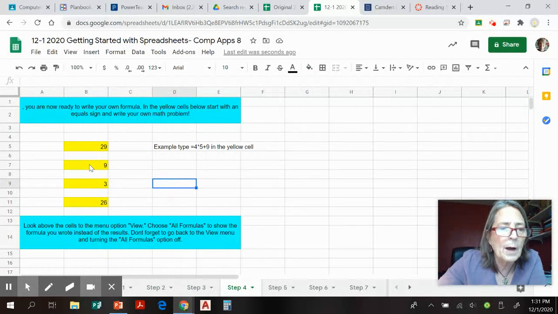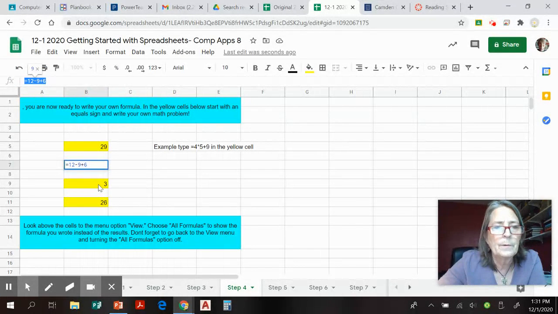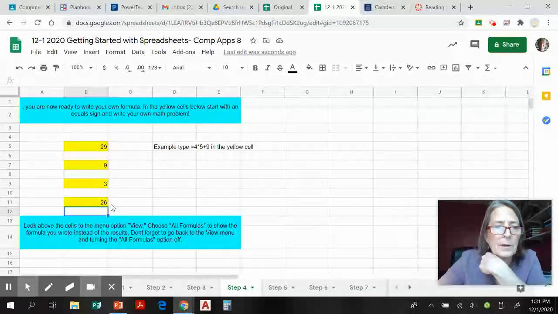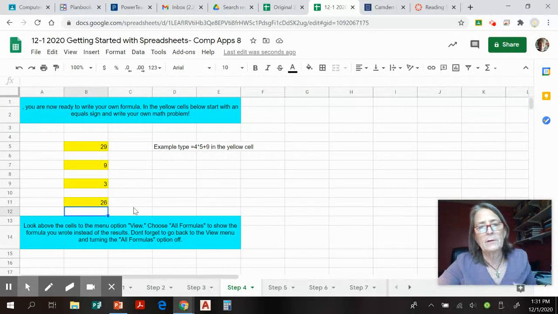When you pick on the box, even though it's already done the math for you, you go up here and you can see what this 9 represents. It represents a formula that you created. So this 3 is the result of this formula, equals 6 divided by 2. 26 is the result of this formula. Again, you don't see the number until you hit enter. See, I hit enter. It took me back to the formula. I'm going to hit enter, and it takes me back to the number.